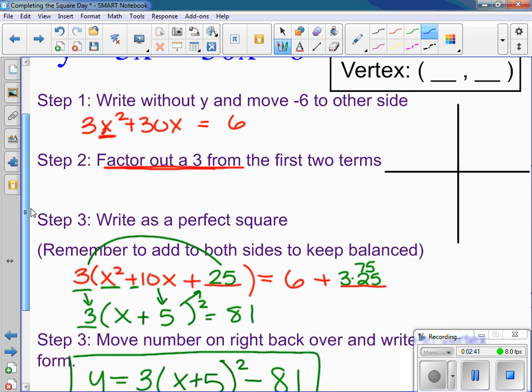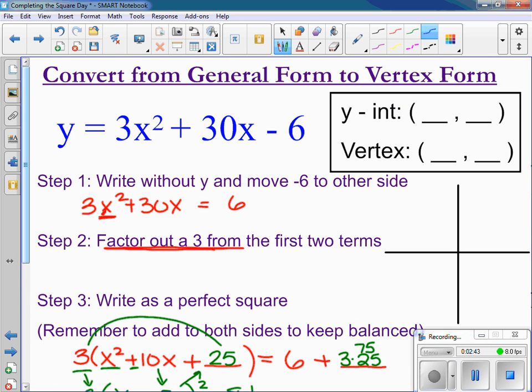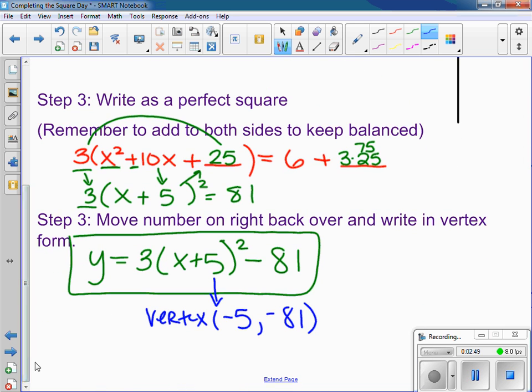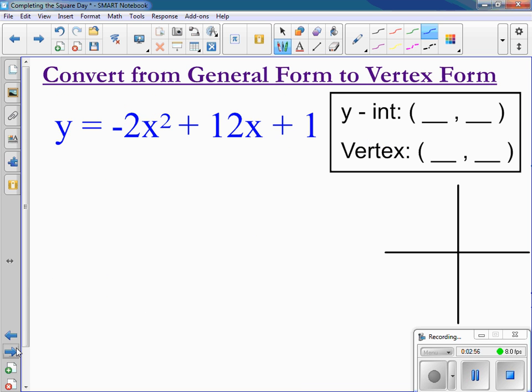If we look back to our beginning, our y-intercept was at -6, and that's just review from last unit. Our main focus today is to get down to this form right here, okay? All right, I'm going to do one more together with you, and then I want you to try one on your own.